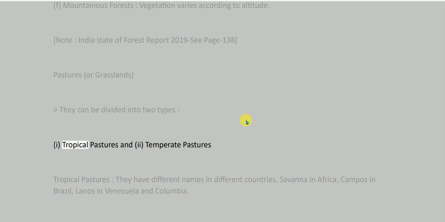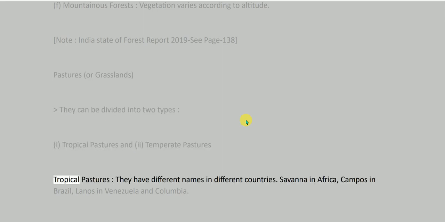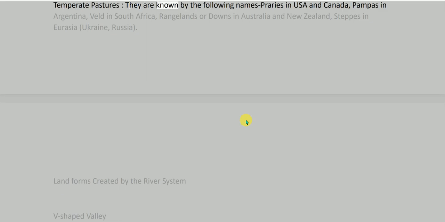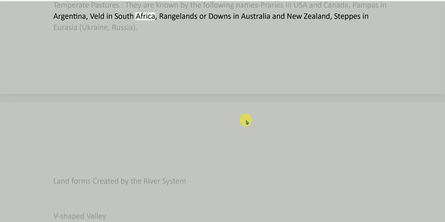Pastures, or grasslands, can be divided into two types: 1. Tropical pastures and 2. Temperate pastures. Tropical pastures have different names in different countries: Savanna in Africa, Campos in Brazil, Llanos in Venezuela and Colombia. Temperate pastures are known by the following names: prairies in USA and Canada, pampas in Argentina, veld in South Africa, rangelands or downs in Australia and New Zealand, steppes in Eurasia, Ukraine, Russia.